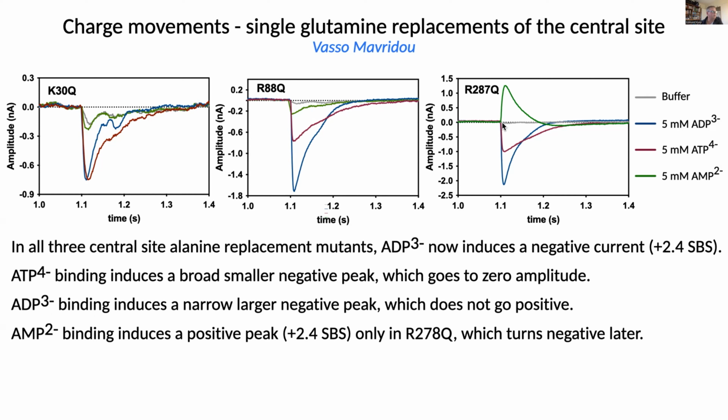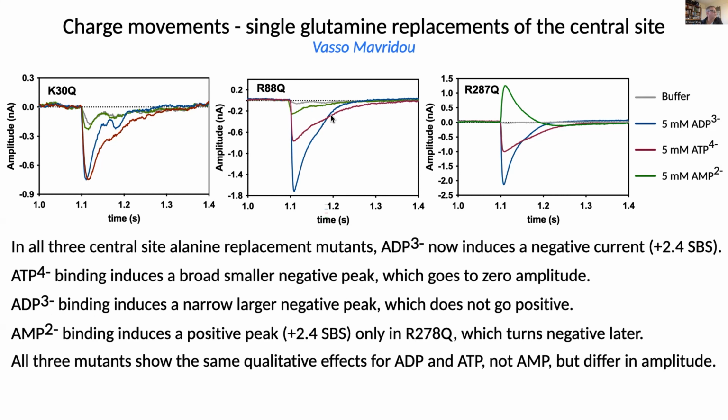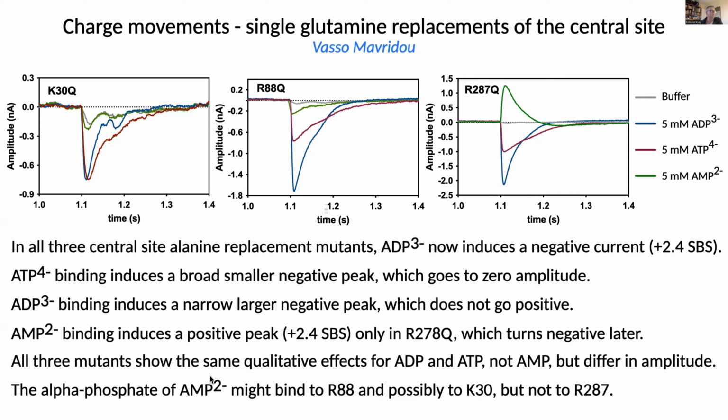The AMP peak, again, you can see here, gives a positive peak, so certainly for R278Q. But you can see that for the other two, the peak has gone now. And again, this is the same observation as before, that the amplitude is dependent on the mutation and differs between different mutations. So we think that this actually means that the alpha phosphate of AMP might bind to R88 or possibly to K30, but not to R287, because there you can see a large peak still.